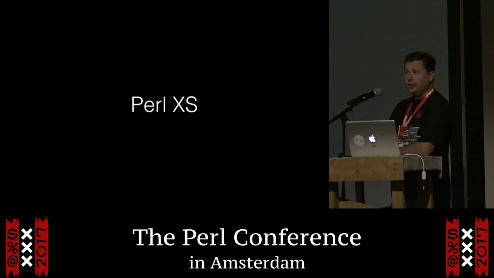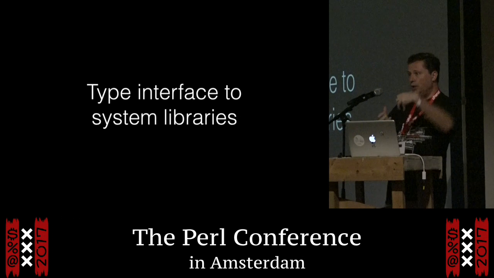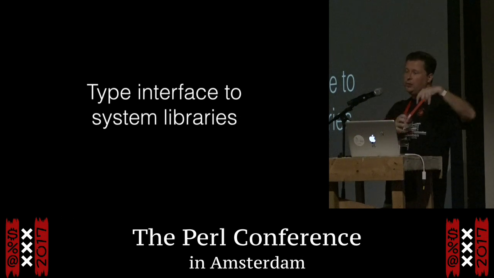So I'm going to very briefly go over XS and talk about that. That's its own talk, entirely on its own. XS was originally created as an interface to system libraries because there is no such thing as a hash in C. And so if you want your XS subroutine to return a hash, you need to convert what the C library gave you into something that Perl can understand.